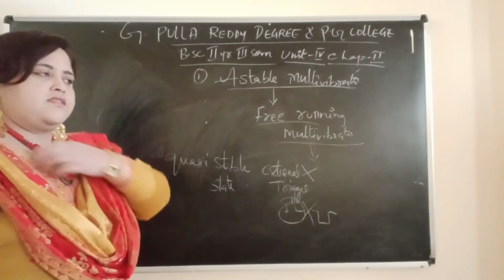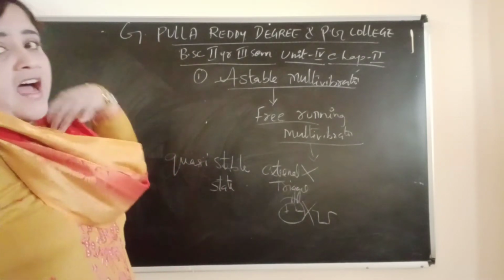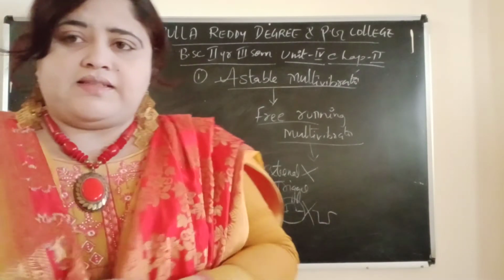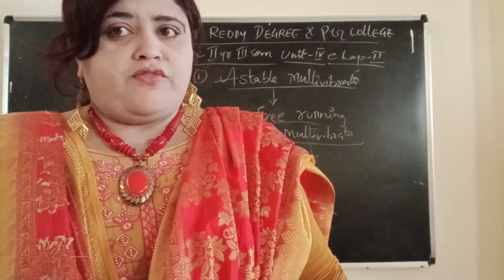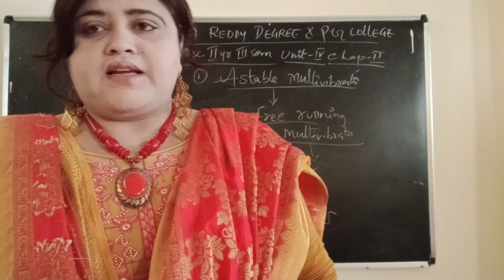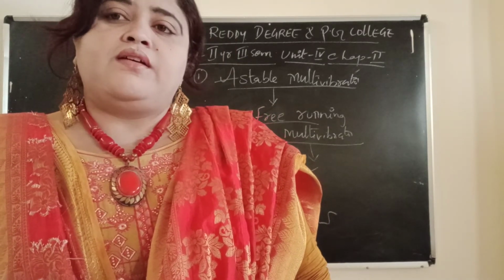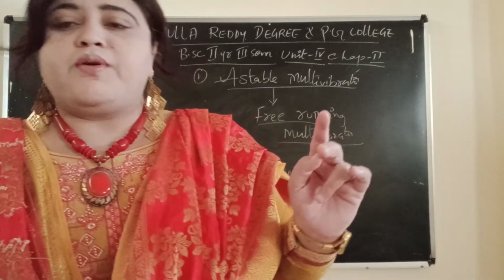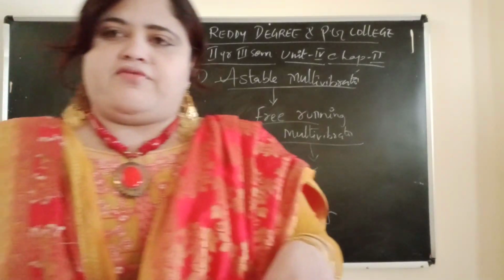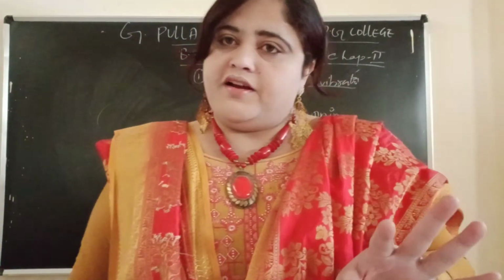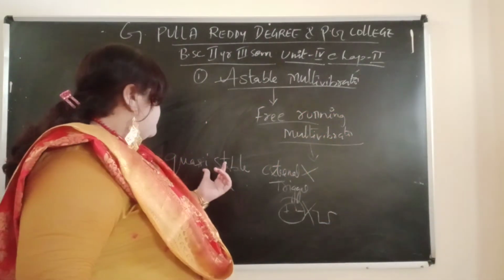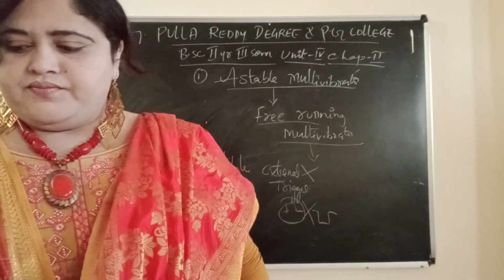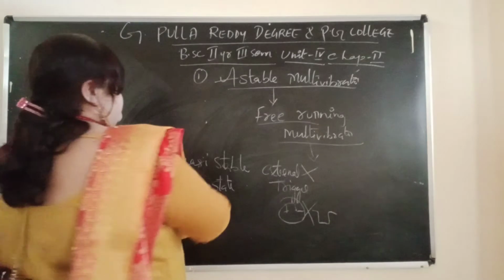What do you mean by quasi stable state? Quasi means half stable, which is not in the fully stable form. Half stable means if the first transistor is on, the second will be off, then the second is on, the first will be off. Like that, the on and off procedure they will do by their own self without any external trigger pulse. So that is known as quasi stable states. That means half stable state, which is not fully stable. Okay, clear?